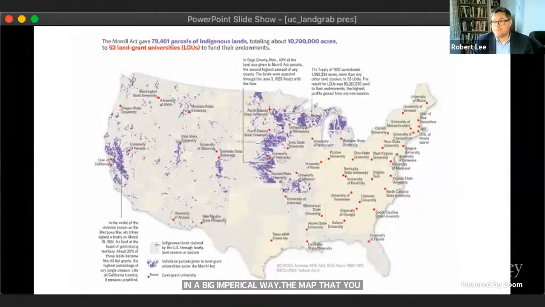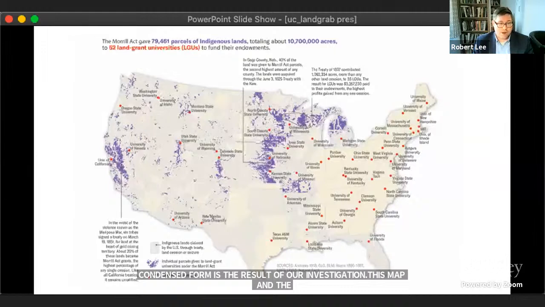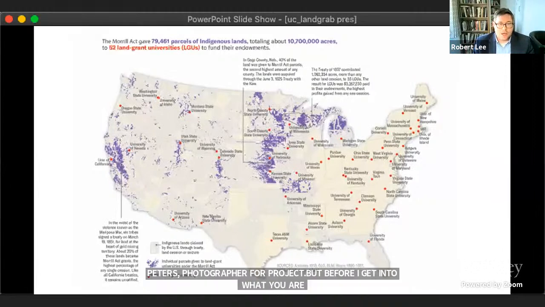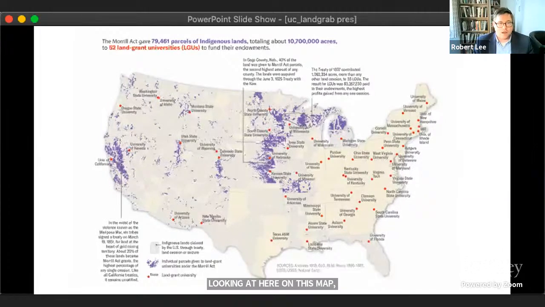This map and the other infographics that you'll see over the next slides were all done by Margaret Pierce, our cartographer for the project. But before I get into what you're looking at here on this map, these 80,000 parcels or so, let me give you a quick sketch of some more background on the Morrill Act itself.